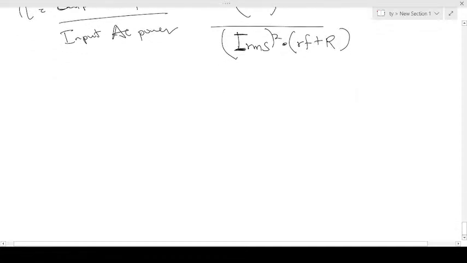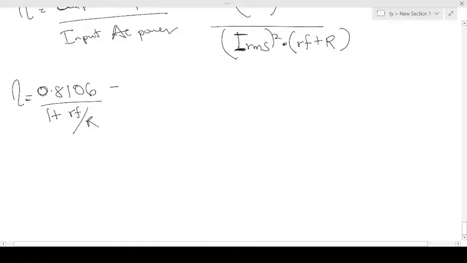Now you can do your substitutions and further calculations, and you will end up with a result that states that your efficiency is equal to 0.8106 over 1 plus the ratio of your forward resistance RF and R.